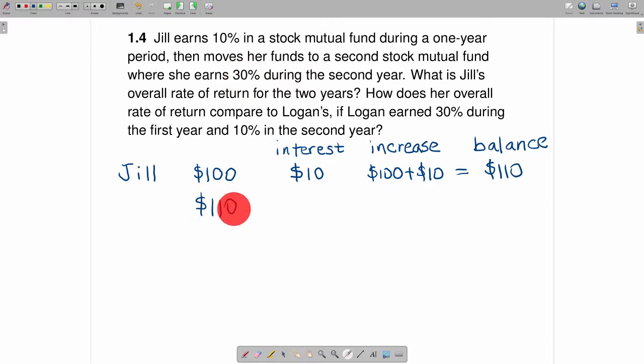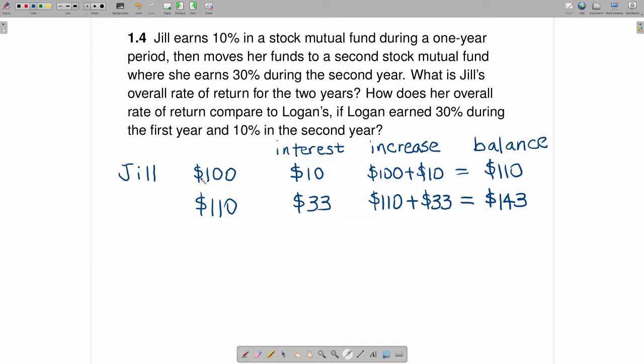Well, 30% of 110 is $33. That is 110 multiplied by 0.3 is $33. And that means that her increase here will go from 110 plus she gets the 33 built in. Notice this is what is called compound interest. She earns the 30% not only on the original 100, but she also gets 30% on the 10 that she earned in year one. So it is compounding here. And this is a total of $143.